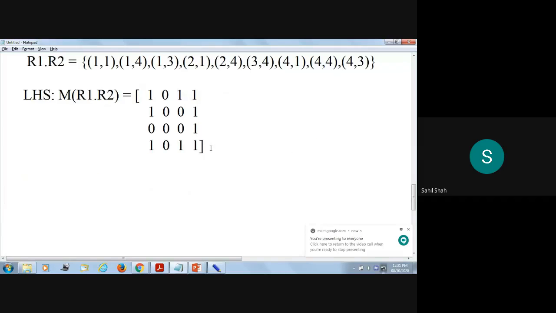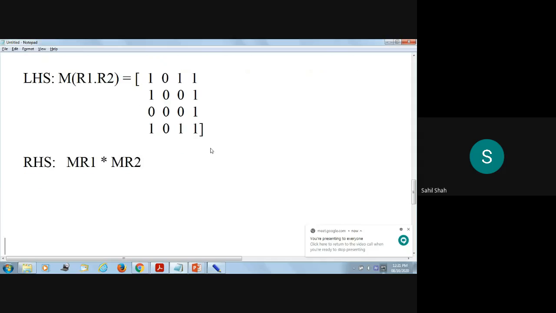Very nice, Viraj. Now what is RHS? For RHS we have to multiply the individual matrices. I'll say RHS is M of R1 multiplied by M of R2. This question has been asked for 6 marks in the university examination for several years.